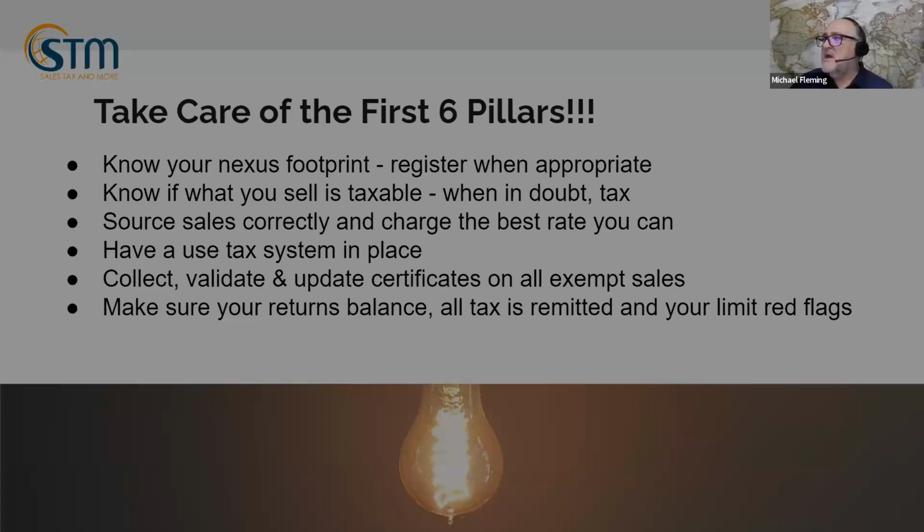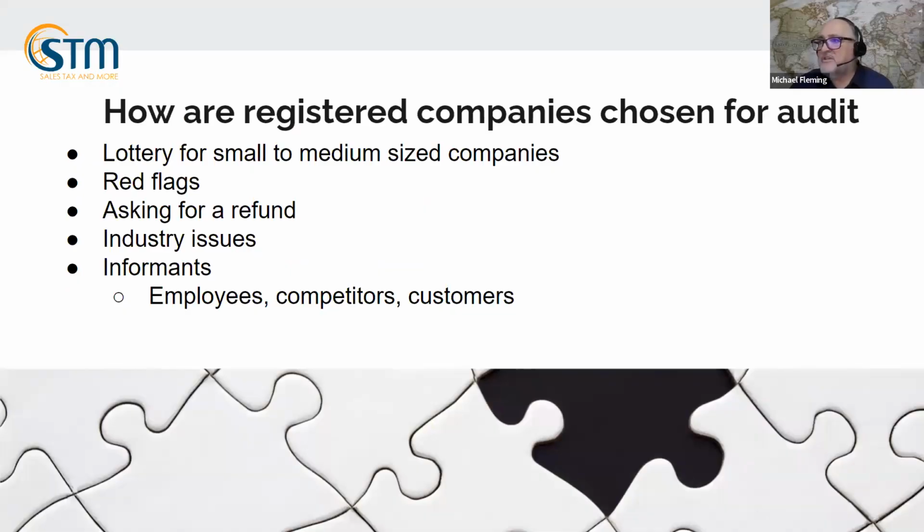those red flags. Now, how are registered companies chosen for an audit? The biggest way for small to medium-sized companies is by a lottery. It's a lottery you don't want to win. Some companies go their entire existence and never get chosen. Some are not so lucky. Red flags: if you have a lot of red flags, you may be chosen for an audit.